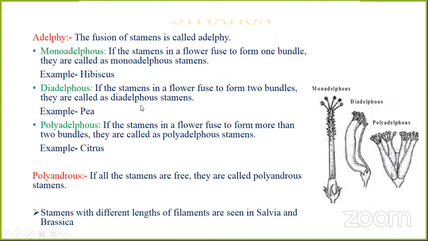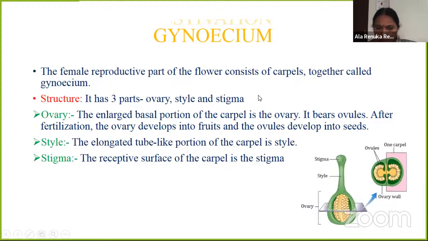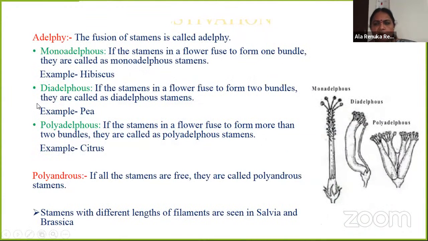And if the stamens in a flower fuse to form two bundles, this is called the diadelphous condition. We see it in pea. In pea, there will be 10 stamens. Out of these 10, 9 stamens fuse to form one bundle and the 10th stamen will be free. So how many bundles are formed? 2. This condition is described as diadelphous. Di means 2, mono means single. Single bundle is monadelphous, 2 bundles is diadelphous.